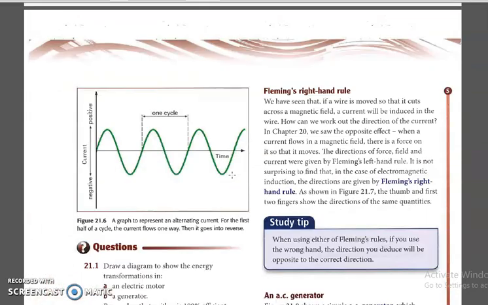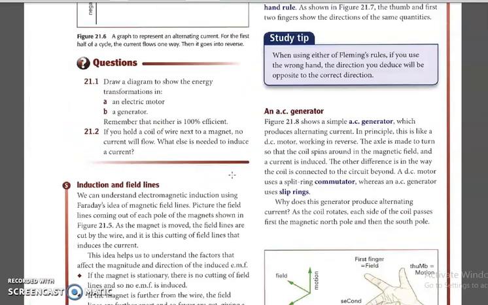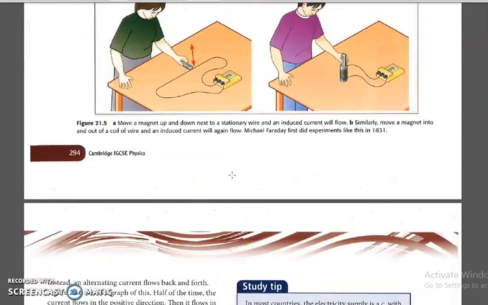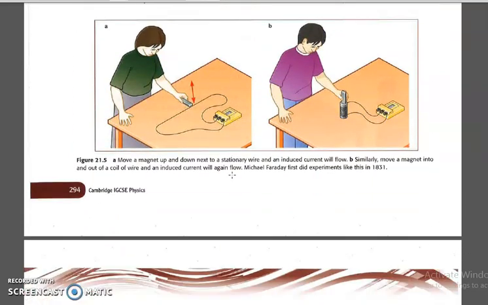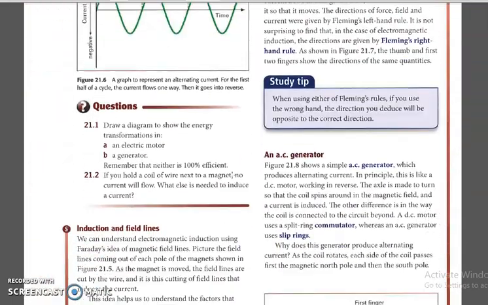Next, we are going to learn induction and field lines. We can understand electromagnetic induction using Faraday's idea of magnetic field lines. Picture the field lines coming out of each pole of the magnet shown in figure 21.5. In the figure, he's doing an experiment showing how the galvanometer shows the deflection.